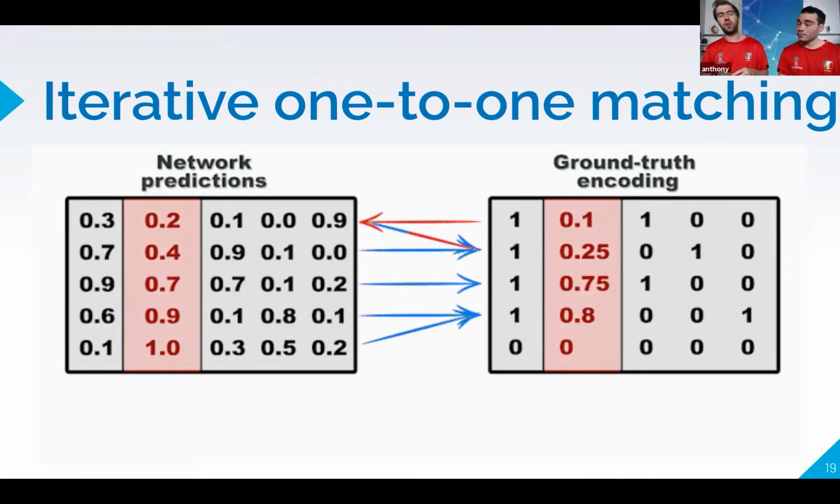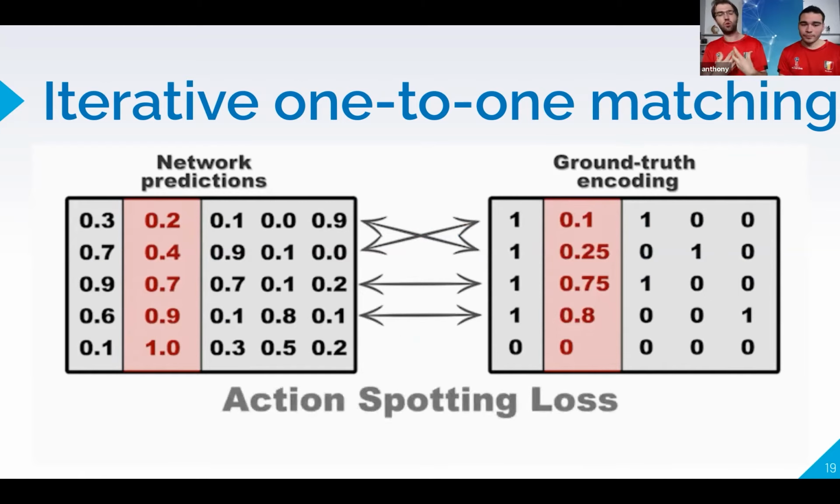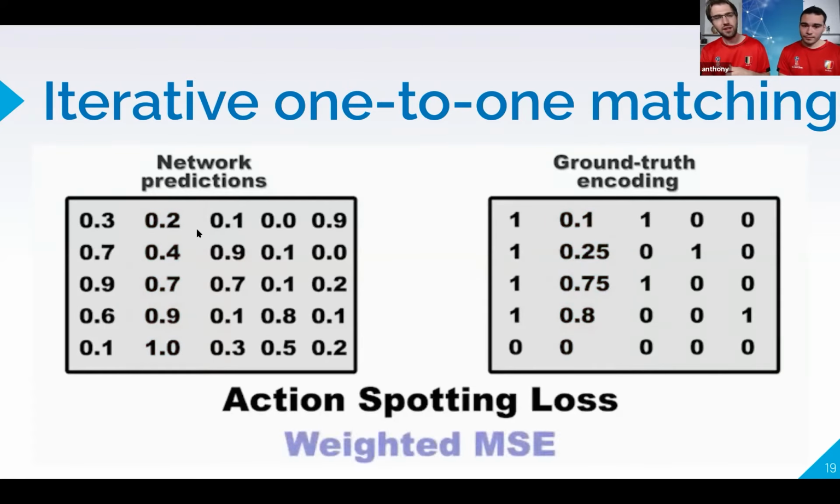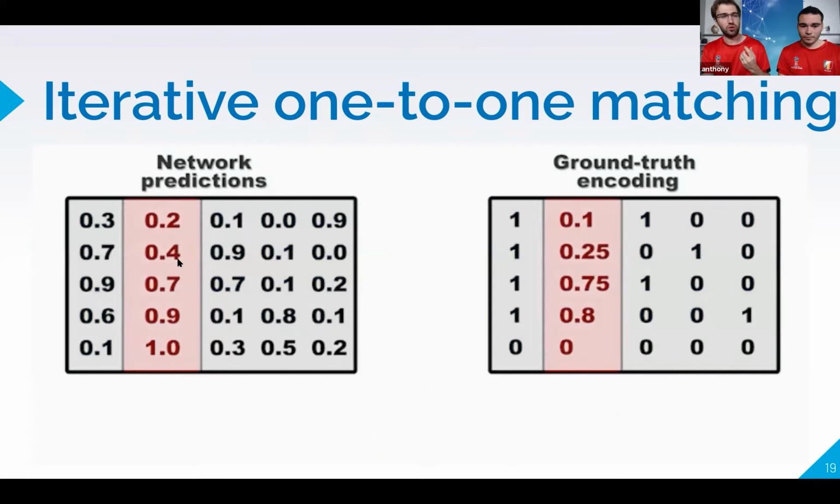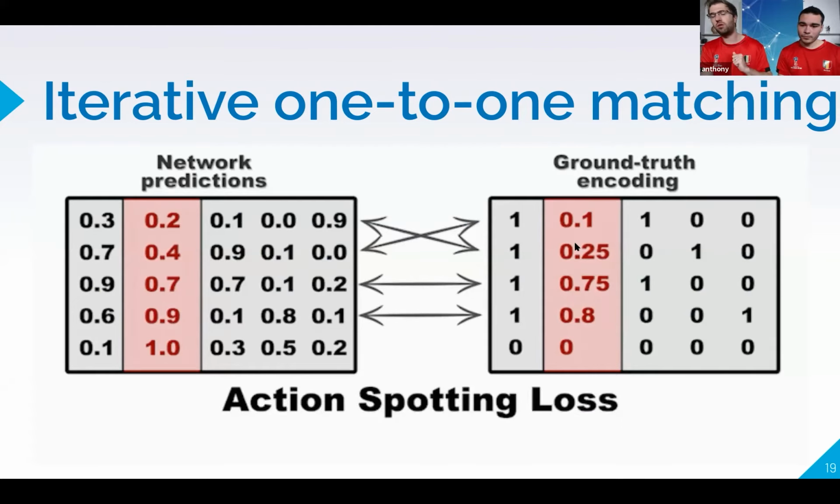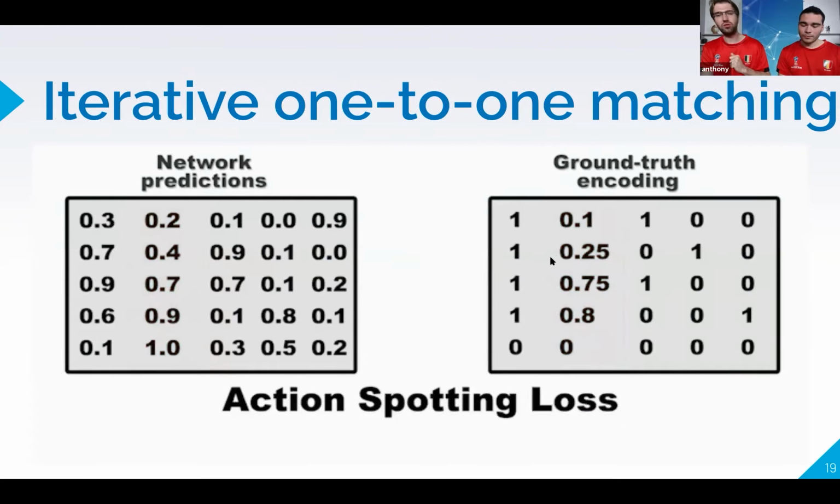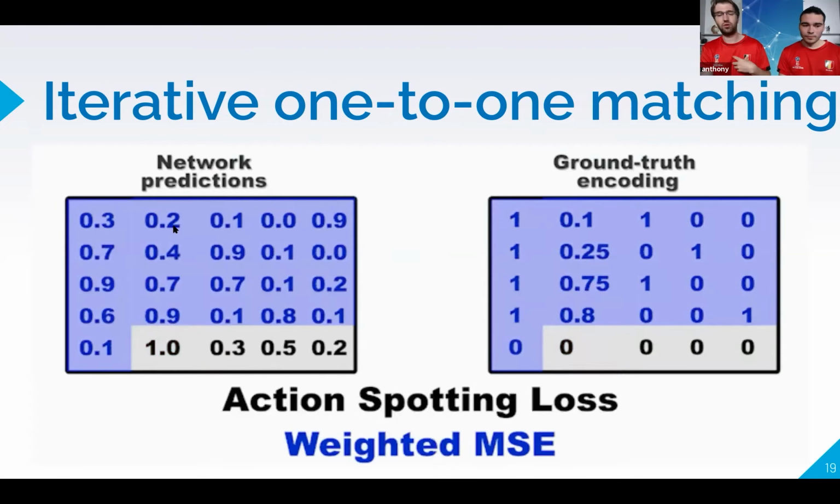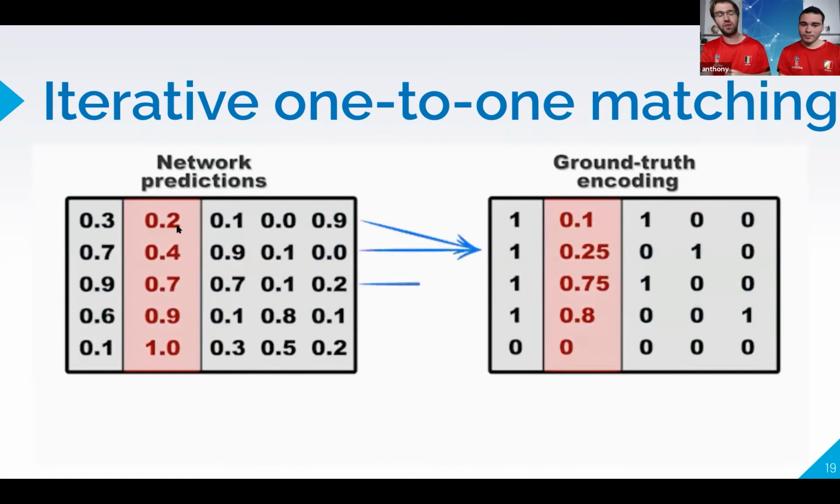Because we want to say, if a prediction is close to a ground truth action vector, then it probably means that they match. The network wanted to say that this ground truth action vector was spotted. So we take the locations that are predicted and the locations of the ground truth, and we match each predicted action vector to its closest ground truth vector, and then we do the other way around. We match each ground truth vector to its closest predicted vector.